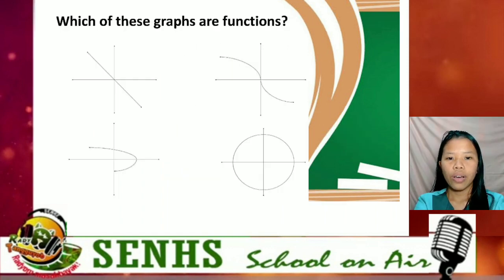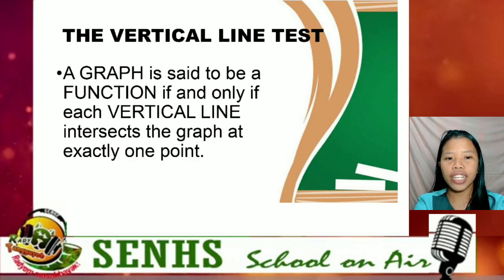Now, how about if we are given graphs? How do we identify if it is a function or not? The vertical line test. A graph is said to be a function if and only if each vertical line intersects the graph at exactly one point. So in our graph, we simply have to draw a vertical line to determine if it is a function. If our vertical line intersects the graph at one point, that means our graph is a function.